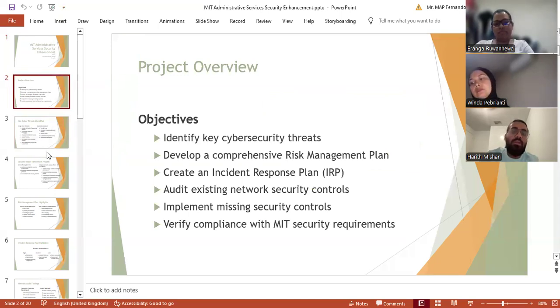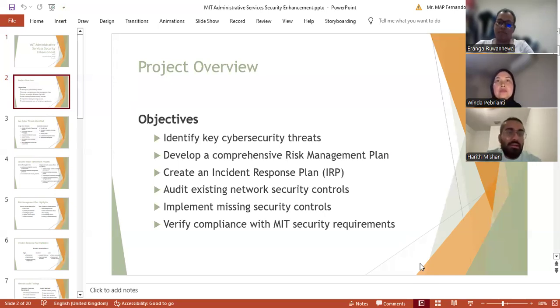The main goals of the project were finding the important security threats, creating a risk management plan, creating the incident response plan, checking the current network security and missing security controls, and making sure the system follows the MIT security requirements. These steps help to keep the organization's data safe.